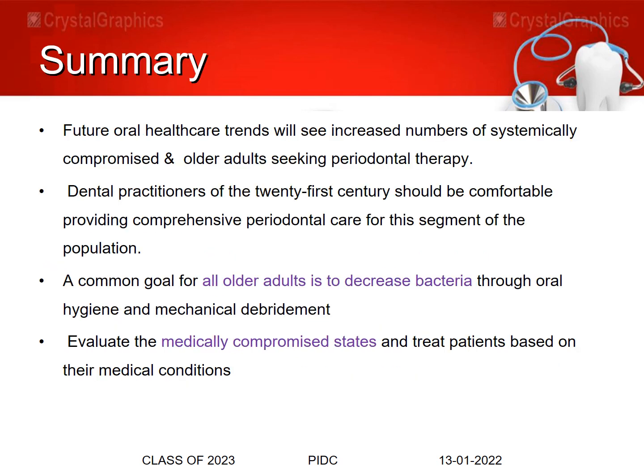To summarize, future oral healthcare trends will see an increased number of systemically compromised and older adults seeking periodontal treatment. Dental practitioners of the 21st century should be comfortable providing comprehensive periodontal care for both the medical as well as the geriatric section of patients. A common goal for the medical as well as the older adults is to decrease the bacteria through oral hygiene and mechanical debridement, evaluate the medically compromised patient, and treat the patient based on their medical conditions also.